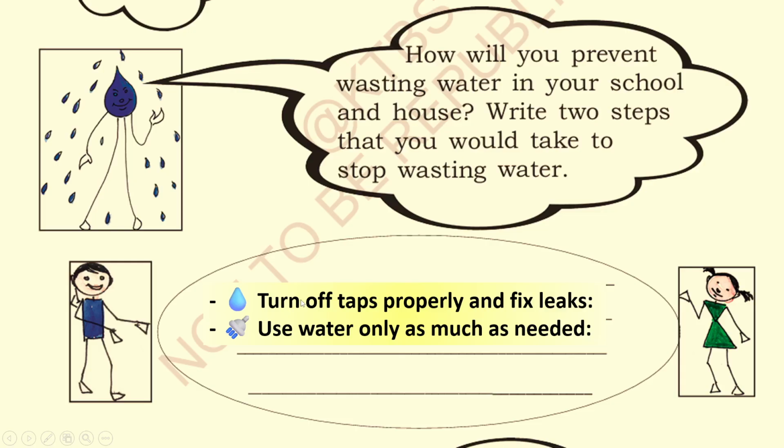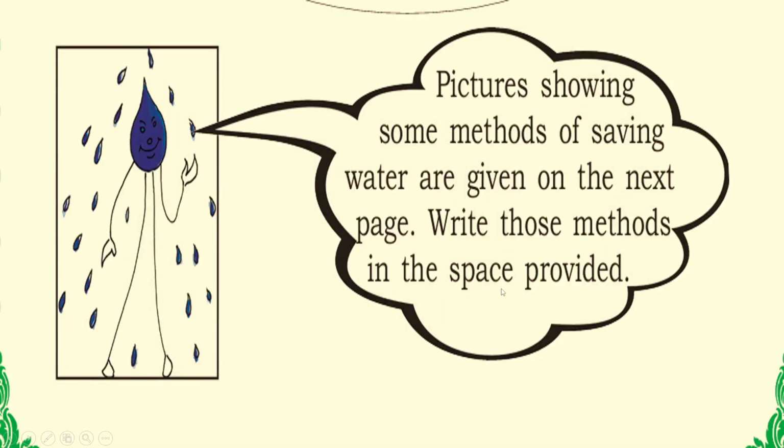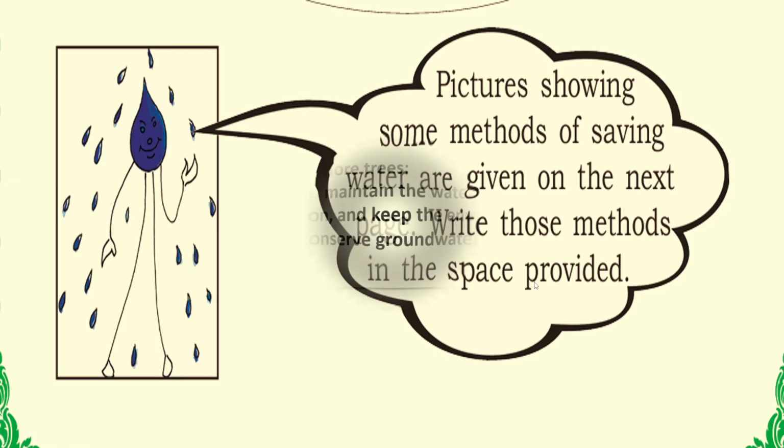How will you prevent wasting water in your school and house? Write those steps that you would take to stop wasting water. Turn off taps properly and fix leaks. Use water only as much as needed. Pictures showing some methods of saving water are given on the next page. Write those methods in the space provided.